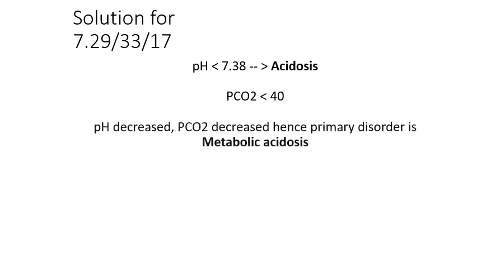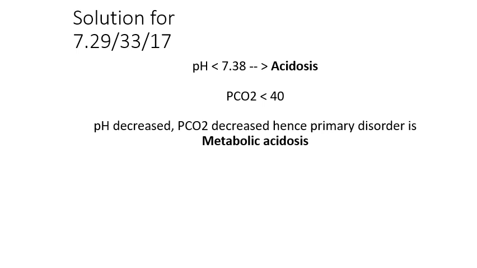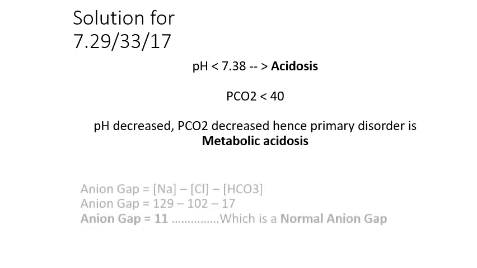So in this case, the pH is 7.29, which is less than 7.38, which tells us that this is acidosis. PCO2 is less than 40. So the pH has decreased, the PCO2 has decreased, they change in the same direction, which tells us the disorder is metabolic, and it is indeed metabolic acidosis.